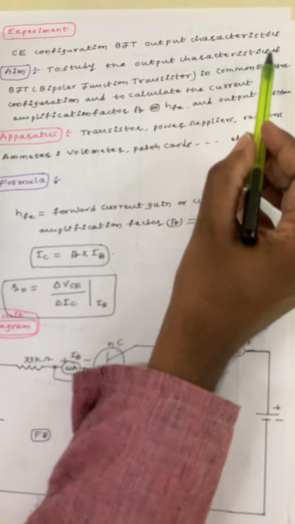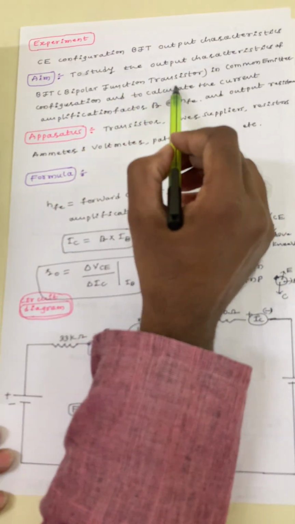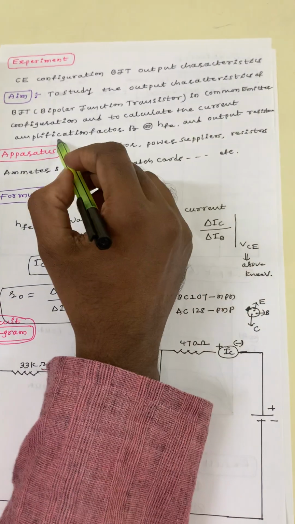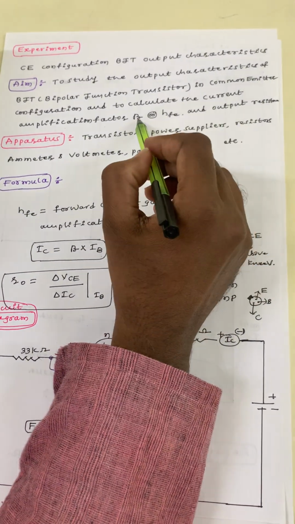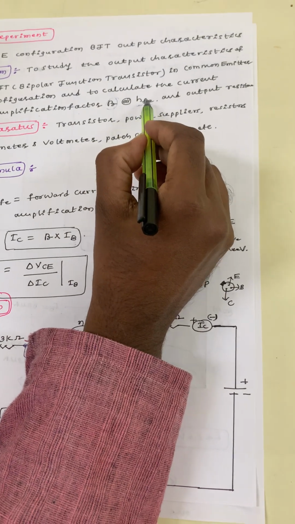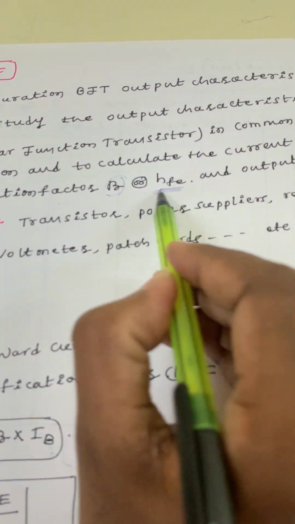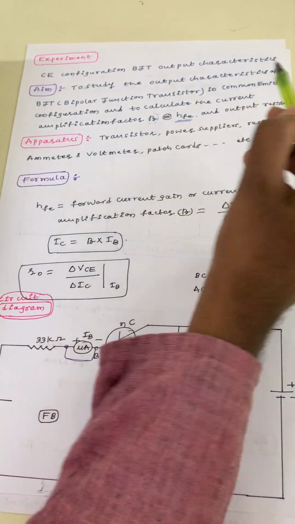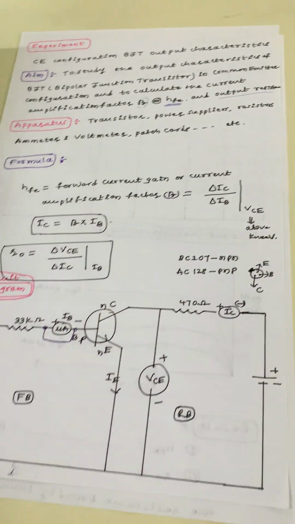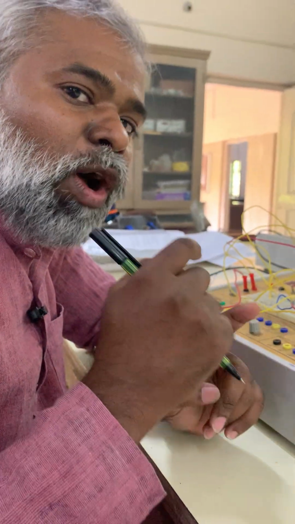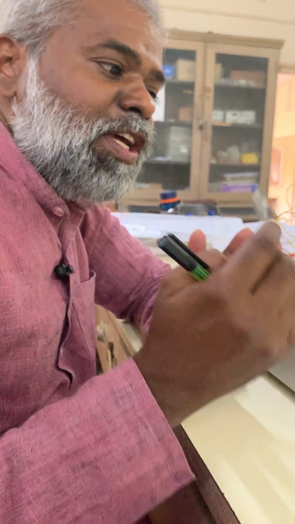Now you are able to see the aim of this experiment: to study the output characteristics of a bipolar junction transistor in common emitter configuration and to calculate the current amplification factor, that is beta. This beta is also known as HFE, forward current gain, output current by input current, and we also have to calculate the output resistance. So these are the two aims: one is the current amplification factor, and the other is the output resistance.